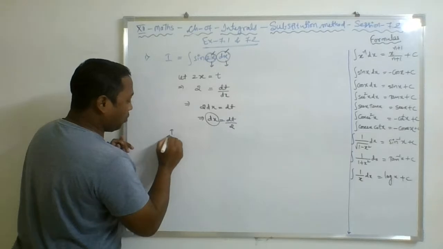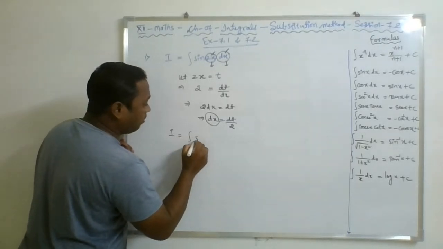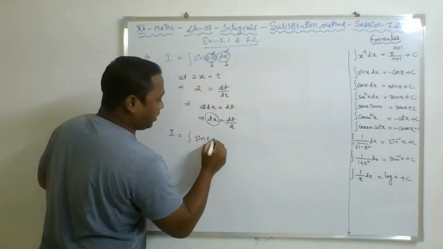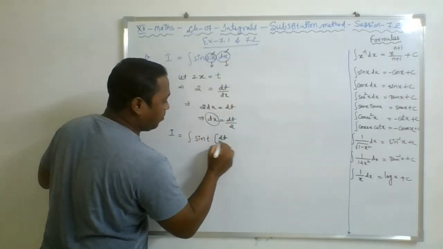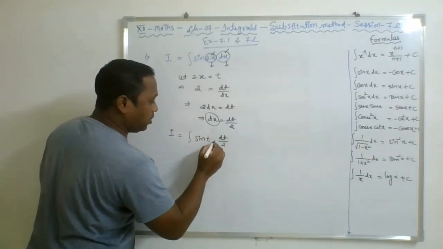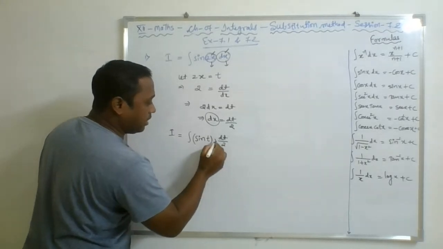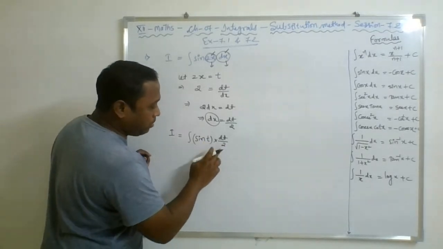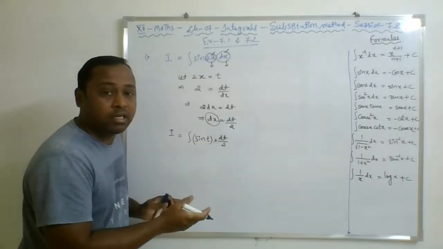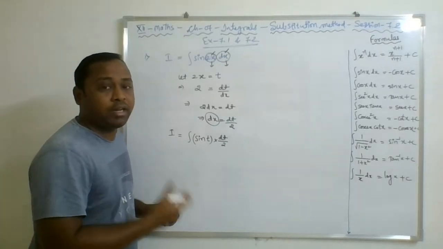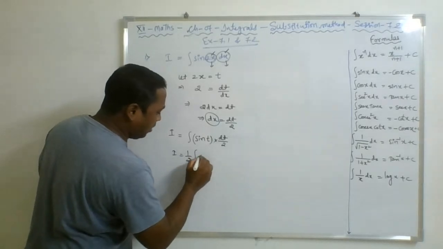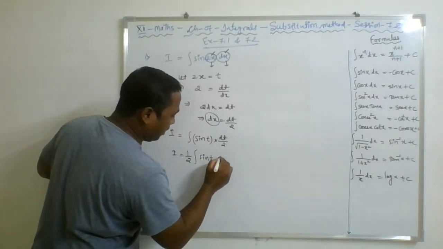Now see. So I is equal to, now what the function becomes: sine t into, in place of dx what I have to write, dt by 2, right? So this is what the function now becomes, sine t into dt by 2. Since 1 by 2 is a constant, we can keep this outside. Always keep the constant outside the integral so that you can get a proper idea. So I is equal to 1 by 2 outside. So what is left here? Sine t into dt.